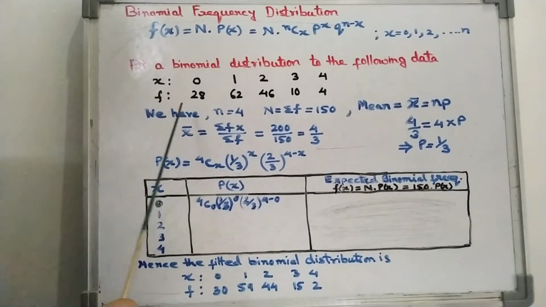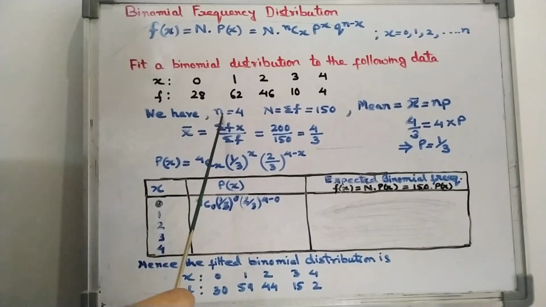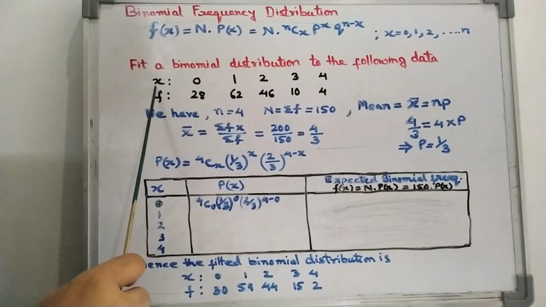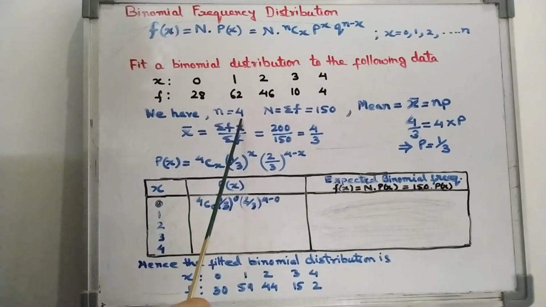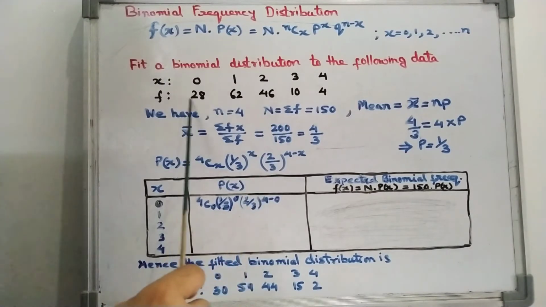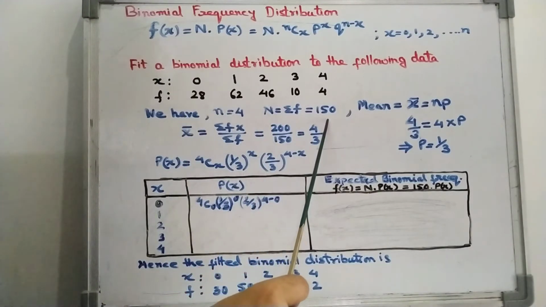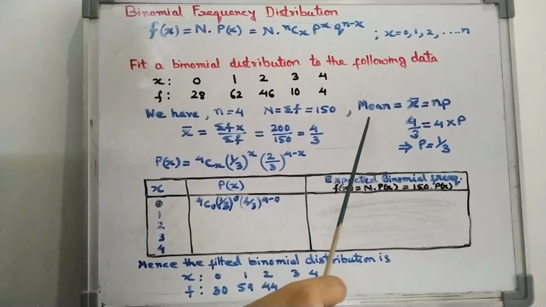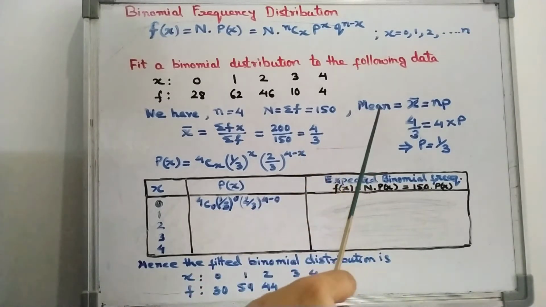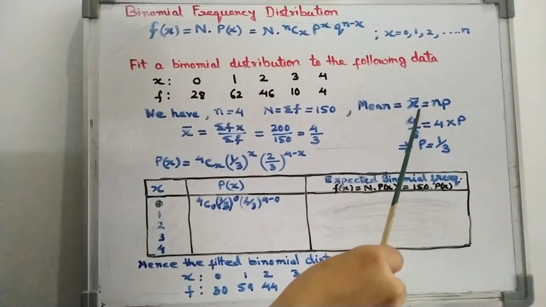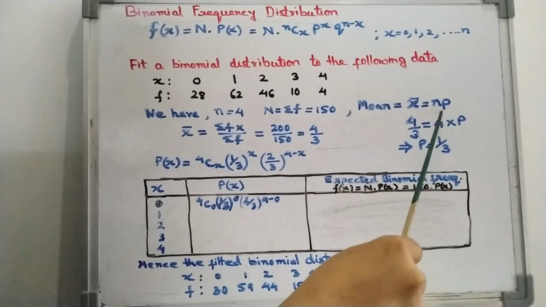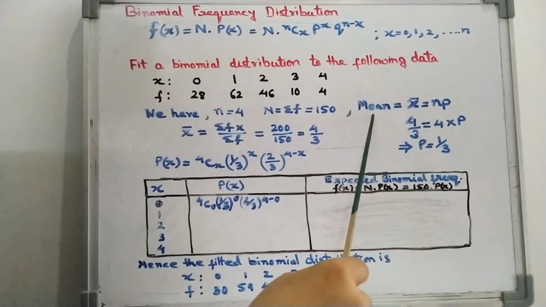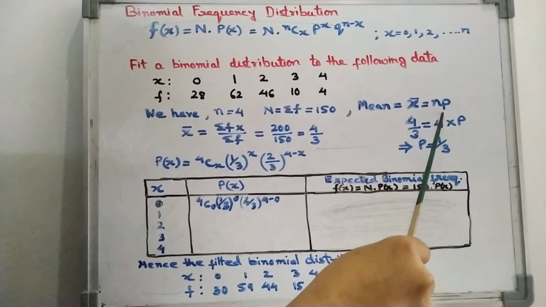Look at the table here. n is 4, because the maximum value of x is always our small n. So n is 4 here. Capital N is the summation of f, so when we sum this we get 150. Since we are doing the binomial distribution, we know the mean, x bar, is equal to np, as the mean of the binomial distribution is np. So we write mean, x bar, is equal to np here.